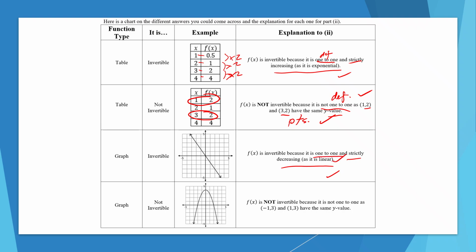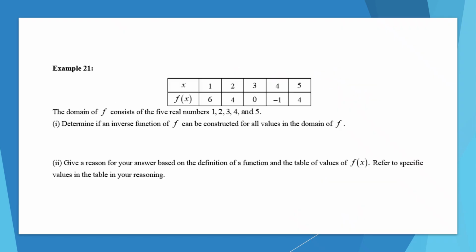And then if it's not 1 to 1 and it's a graph, here we would say it's not invertible because it's not 1 to 1. And then these 2 points, negative 1 comma 3 and 1 comma 3 have the same y value. There's multiple points you could go with. You could go with 0 comma 2 or 2 comma 0 and negative 2 comma 0 as well have the same y value. So any 2 points that you want to use is fine for that last example. I just would typically go with integer coordinates though, if anything.